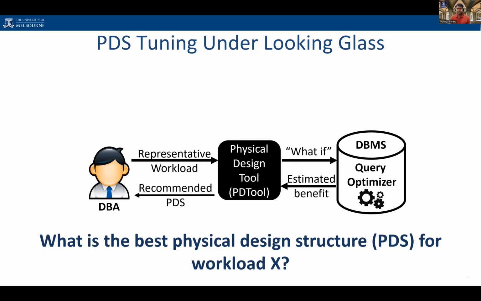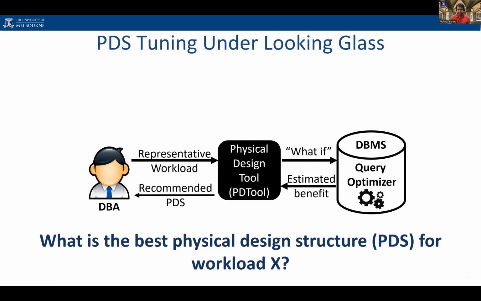Internally, the PD tool uses a query optimizer cost model to do a what-if analysis. In this what-if analysis, the PD tool proposes a PDS configuration and the optimizer provides an estimated benefit. This process happens again and again for a large number of configurations, which will allow the PD tool to pick the best configuration based on the estimations.